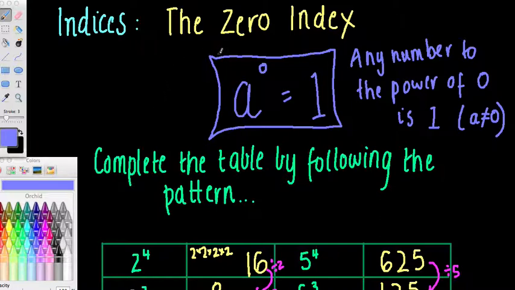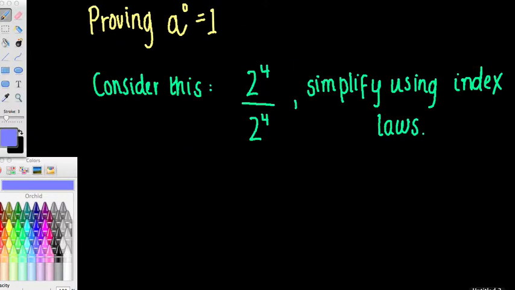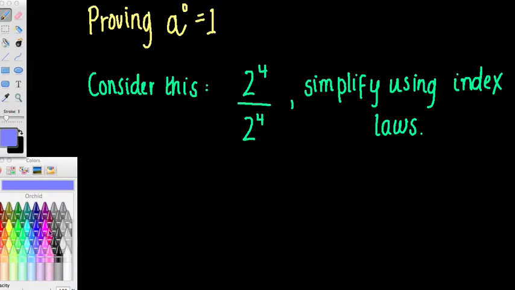Pause here. Let's put this rule here into our summary books. You don't need to copy in that table. That's just a way for me to help show you why a 0 index is equal to 1. I'm going to show you another way as well. Here we go. So this is proving it, or just another way of explaining it.